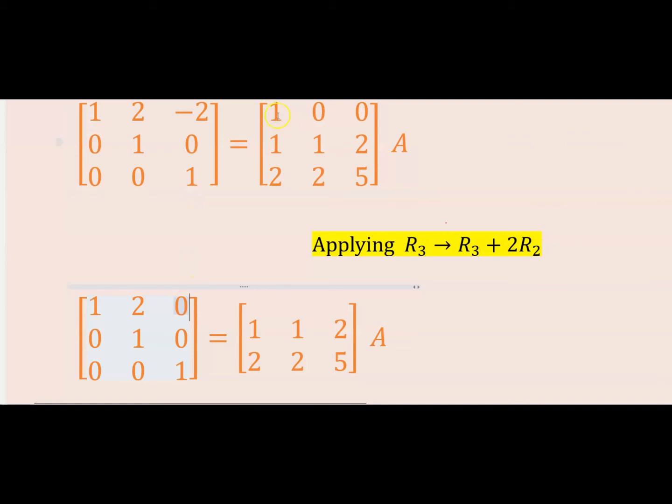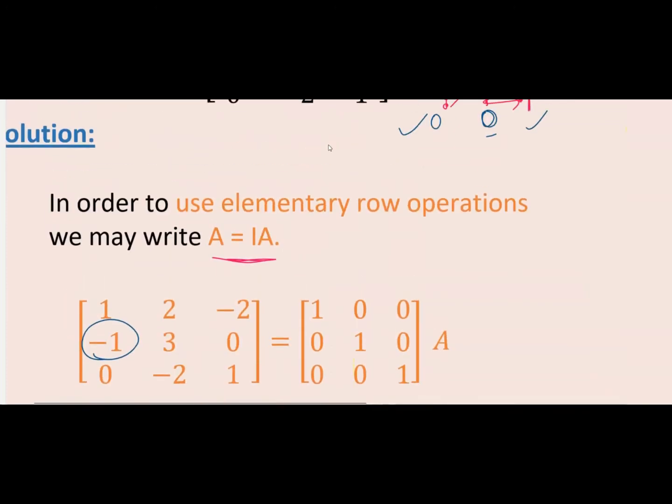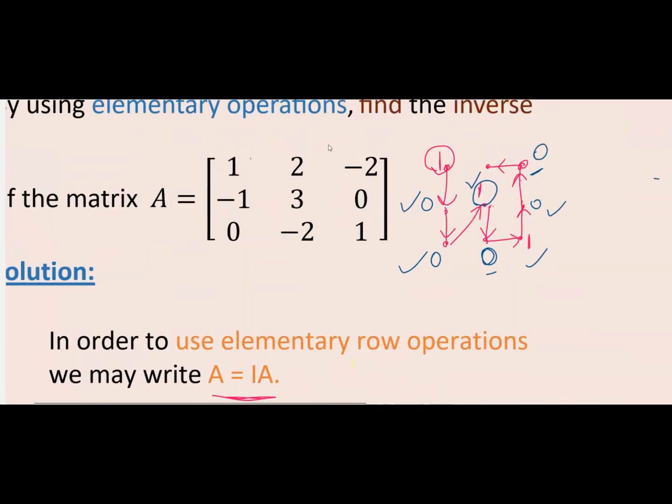Similarly on the right hand side, 1 plus 4, that is 5. And the next entry will be 0 plus 2 into 2, that is 4. And the next entry is 0 plus 10, that is 10, right? So what is left? Only this entry is left, and according to the pattern it should be 0.